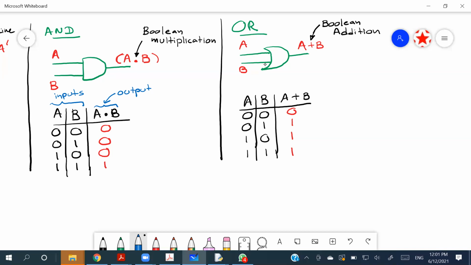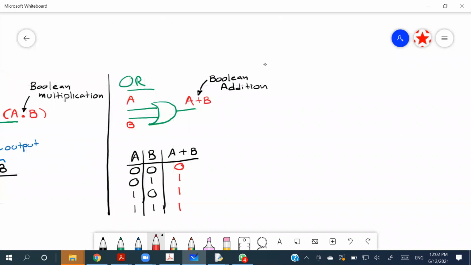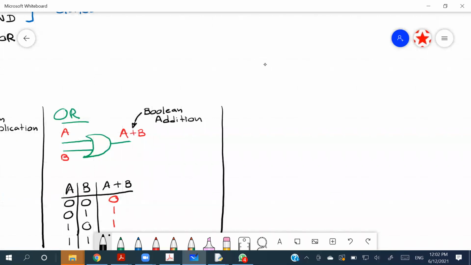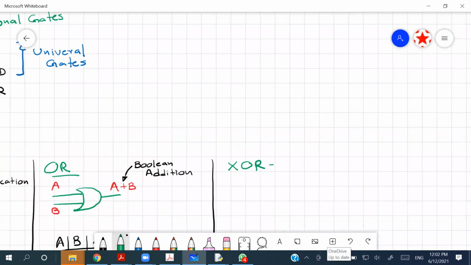You don't need to think about it, right? Just remember, in Boolean algebra or regarding the gates, 1 plus 1 is 1, not 2, right? So it is the way that the A and B inputs are going to work, right? And the very last basic gate is called XOR, which we say exclusive OR, right? XOR stands for exclusive OR.